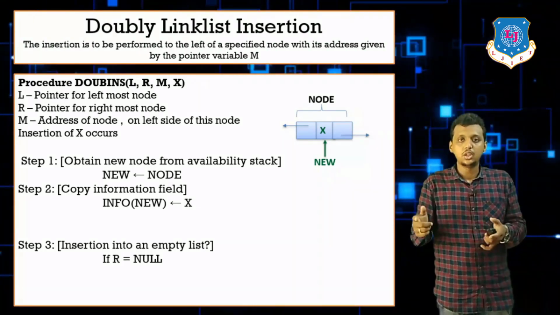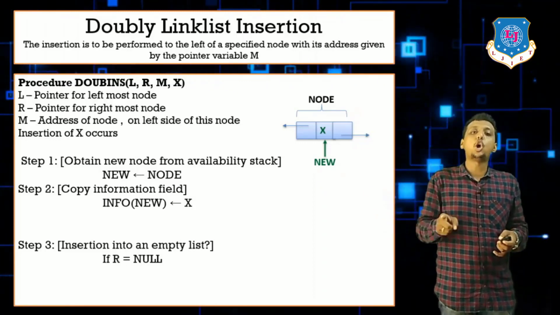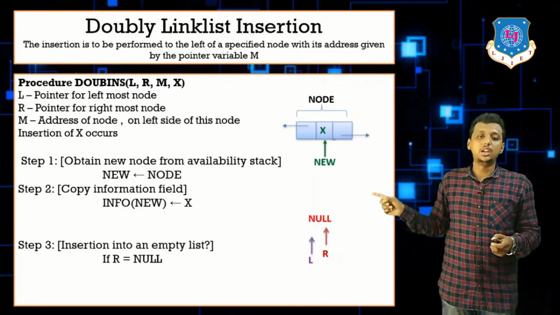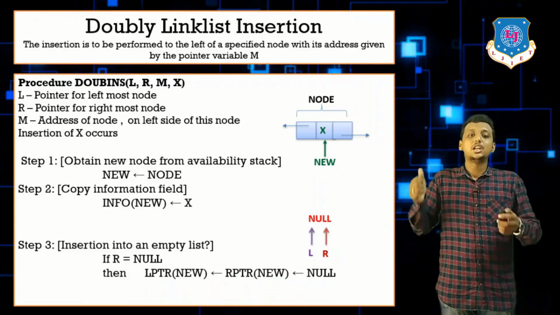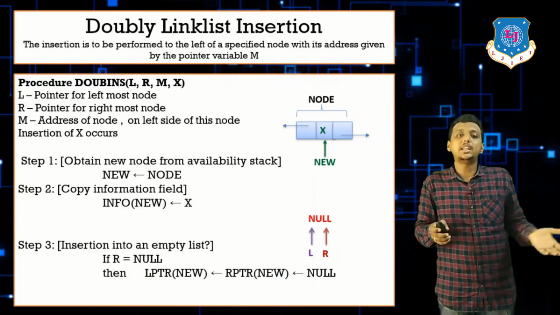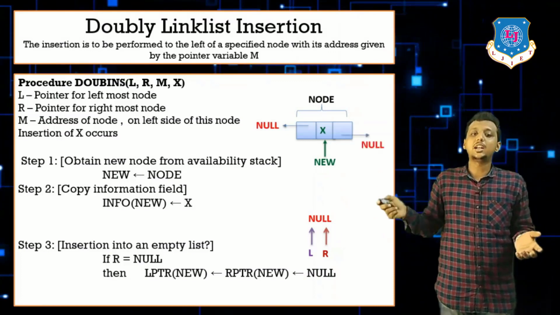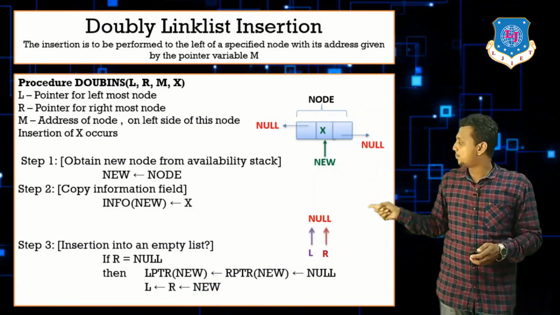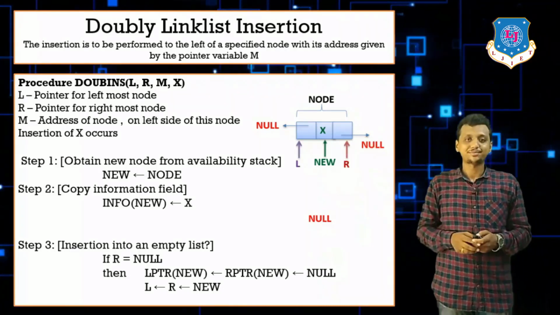Yes or no? Because who points to whom? L and R both point to new. So here is the statement: if R is equal to null, that means L is equal to null, no linked list exists. So it's LPTR and RPTR both null, and L and R both point to new. Instead of pointing to null, L and R both point to new.